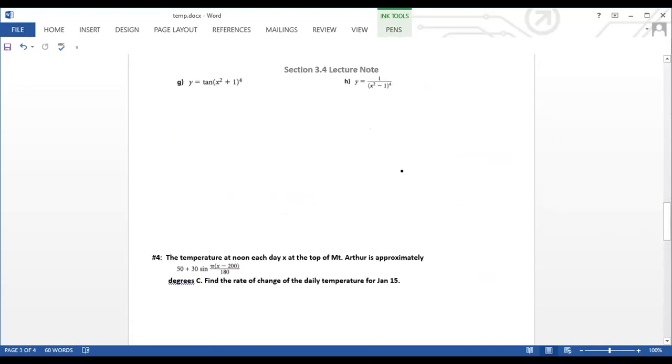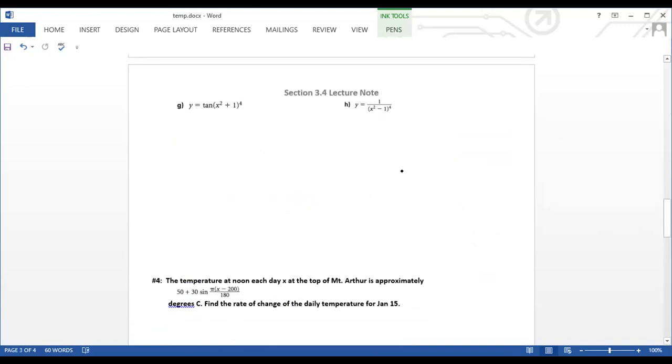Okay, we have two more problems here. Let's try this one: the sine tangent of x squared plus 1, to the 4th. The first thing I spot is that I have my tangent function. Now let's see how we take the derivative. What is your first layer? Your first layer is the tangent. What is your second layer? What is left is x squared plus 1 to the 4th.